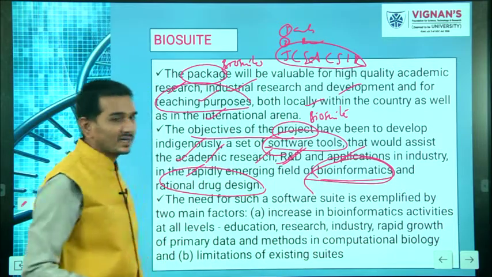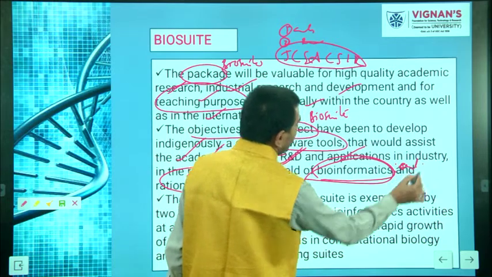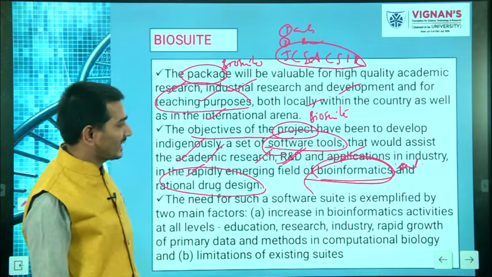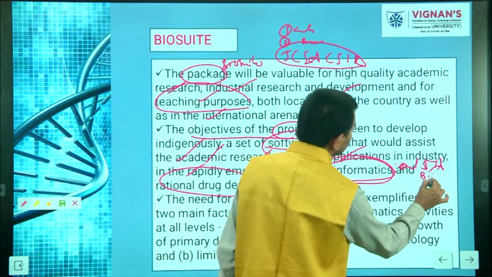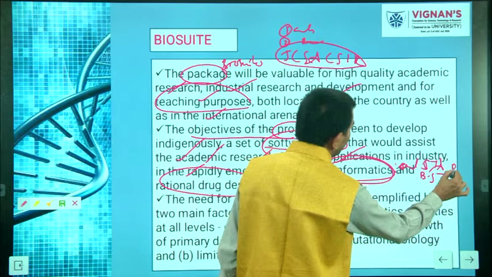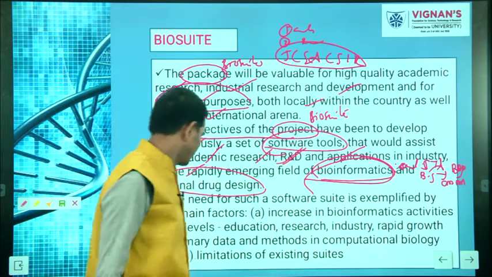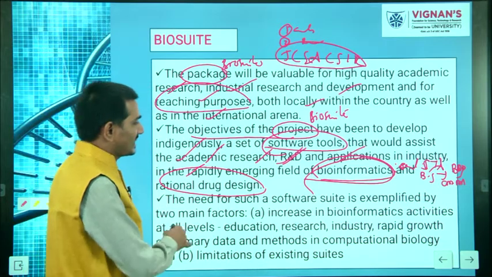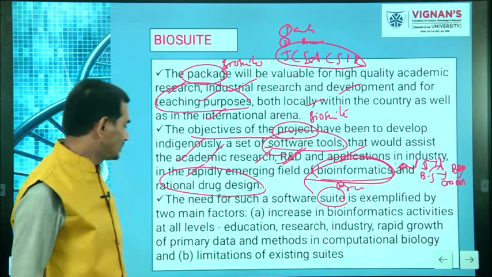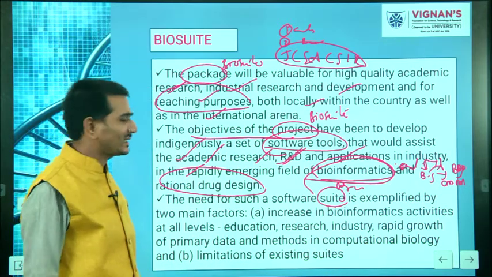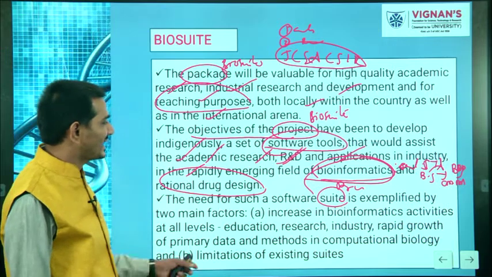So as defined earlier, bioinformatics is an interdisciplinary field where you can see the application of information technology towards biological sciences, which leads to the creation of biological databases and development of computational tools. So here the need for such a software suite, that is Biosuite, is exemplified by two main factors. What are the two main factors which are very critical in the development of this so-called Biosuite, which is a package of software tools?